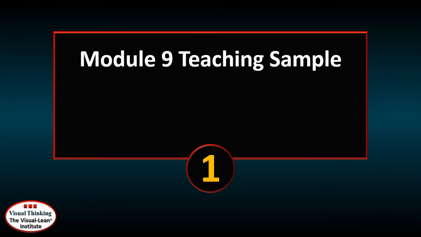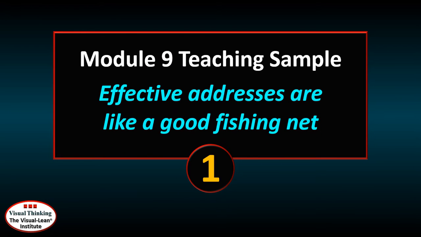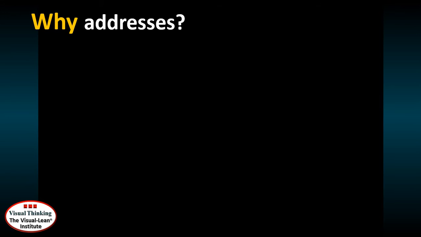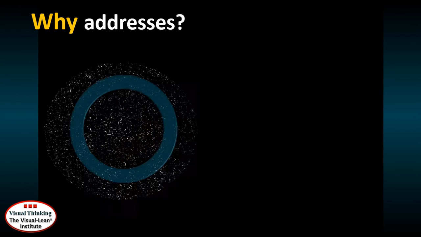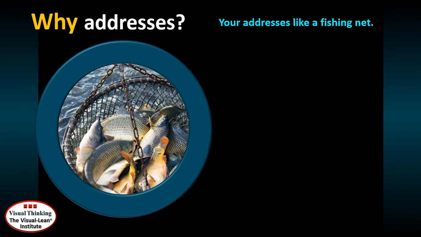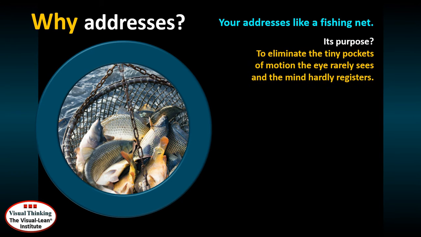Oh boy! The first of the 2 Module 9 teaching samples shares the logic and usefulness of effective addresses, like a good fishing net. Why addresses? Why do we have addresses? Well, think about addresses in your work area the way you think about a fishing net. Its purpose? To eliminate the tiny pockets of struggle, of motion that the eye rarely sees and the mind hardly registers.